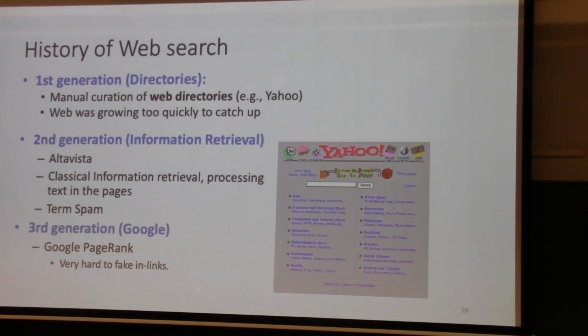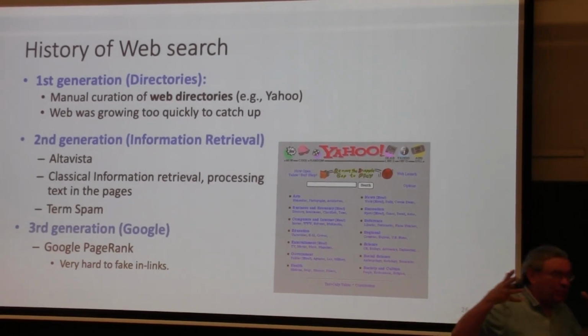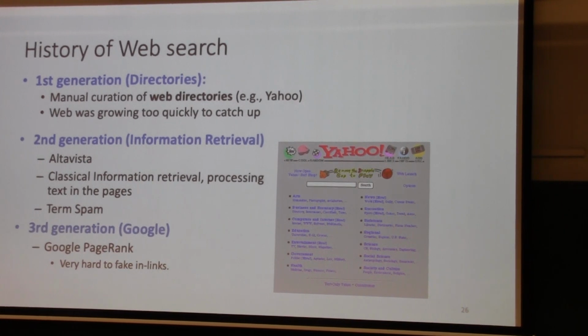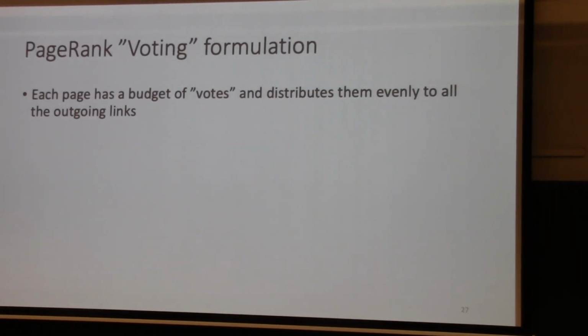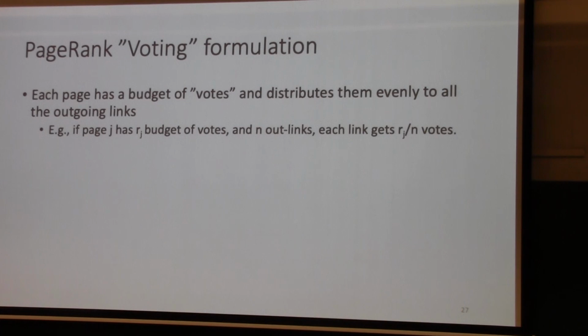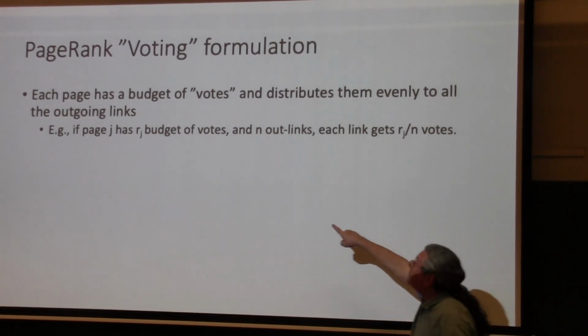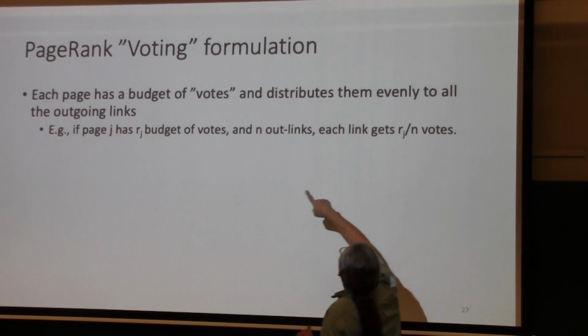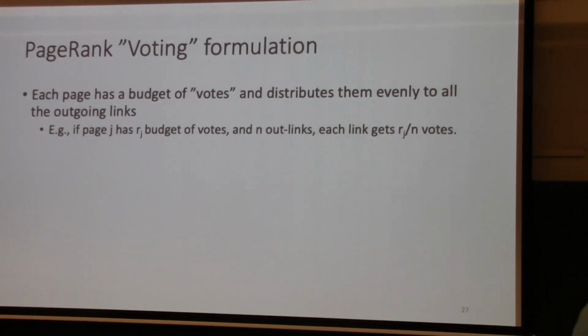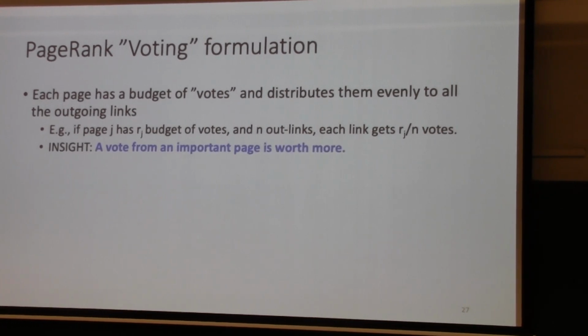Okay. To design PageRank, we're going to use some of the intuitions we saw before the break. So we have a bunch of pages, and here we're talking about votes. It's like a fluid, but you have votes, and you distribute the votes to outgoing links. So if a page j has some votes, Rj, and n outlinks, each link gets Rj over n. Okay, so that's clear. And so pages will vote.